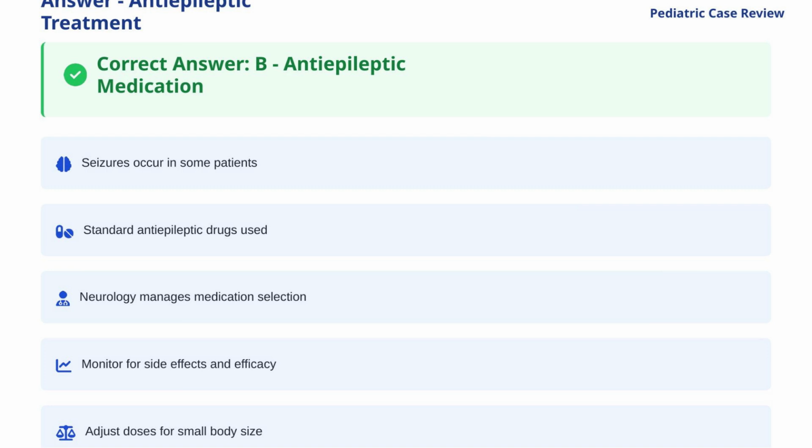Standard antiepileptic medications are effective. A pediatric neurologist should select appropriate medication based on seizure type, electroencephalogram findings, and patient-specific factors. Regular monitoring for therapeutic levels, side effects, and seizure control is necessary. Medication dosing requires adjustment for the child's small body size. Most seizures are controllable with appropriate treatment.